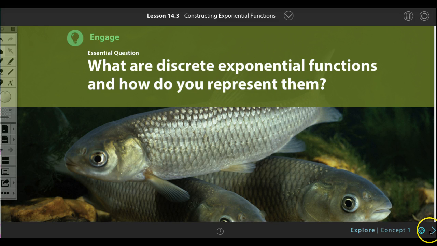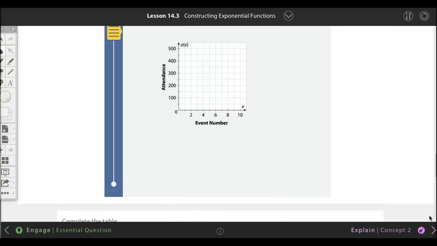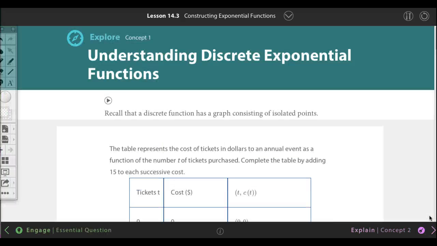Now that you are done, let's go ahead and move on. So then here is one thing that you have to know. You have to know what discrete means. What is a discrete function? Okay, so a discrete function has a graph consisting of isolated points. Isolated points. This is kind of important.